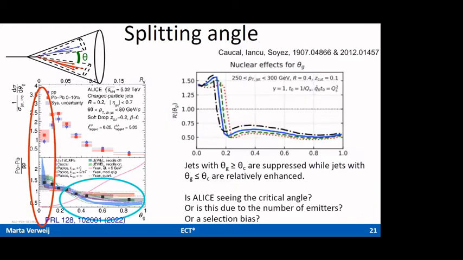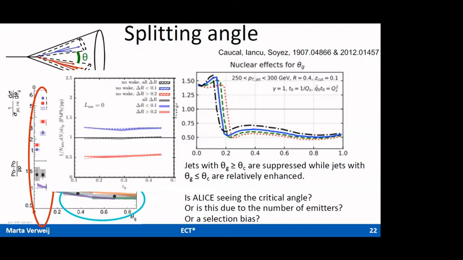Yeah. So now I wanted to quickly flash this theory calculation by Paul and collaborators, where they show what happens in this coherent-decoherent energy picture, where there's this critical angle. You see that if jets have a split which is larger than this critical angle, then you get suppression. Well, if the split is smaller than this critical angle, you get an enhancement. So this type of trend is what we see in the data. So the question you can ask yourself is whether ALICE is seeing the critical angle here or not. Maybe it's due to the number of emitters, or maybe it's a selection bias. Maybe we see a narrowing due to the jets which we select.